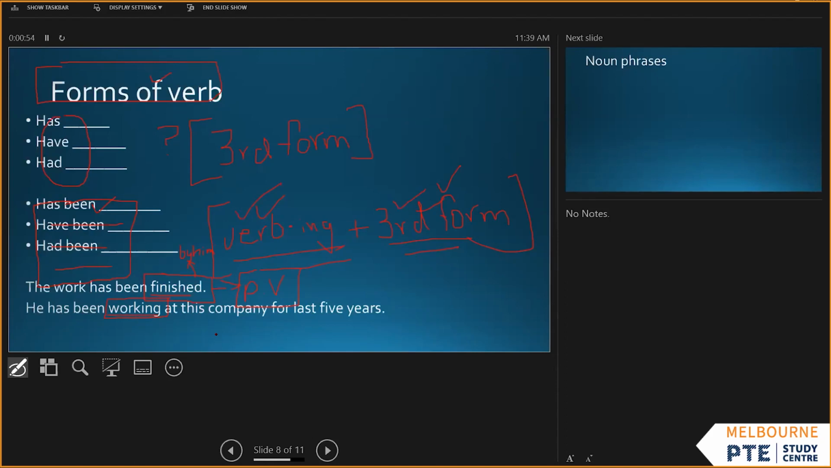Remember that. So what I said was, when it refers to an action that is completed, done, then with has been, you will of course go with third form. But when I'm referring to an action that has been going on, continuing, and also most of the times it will actually refer to maybe a duration as well, then you will use verb in ing.